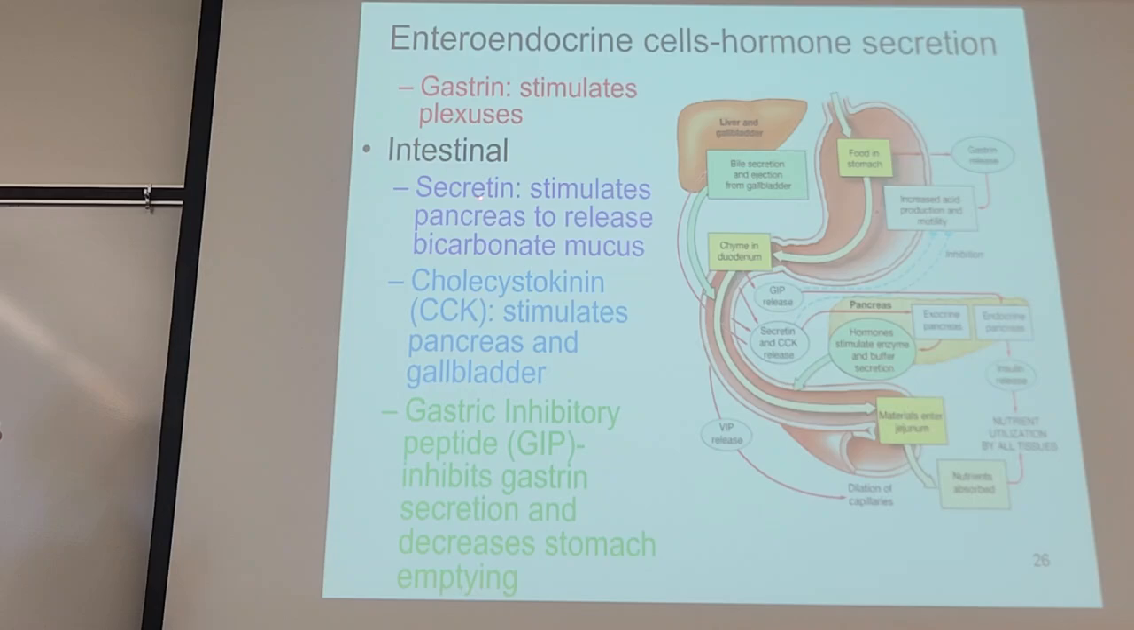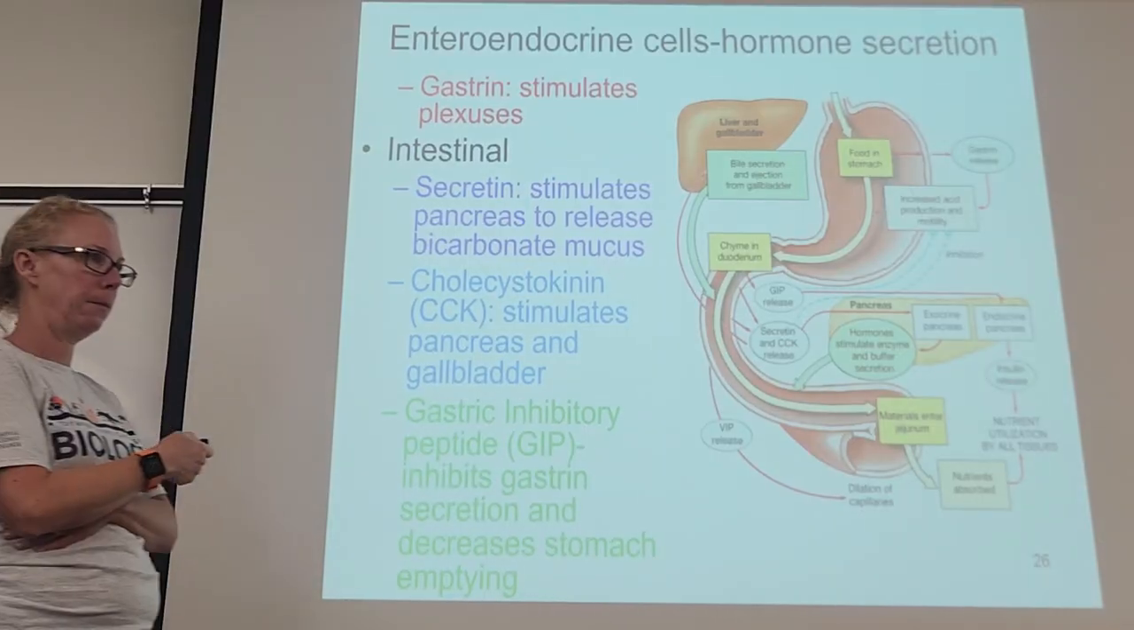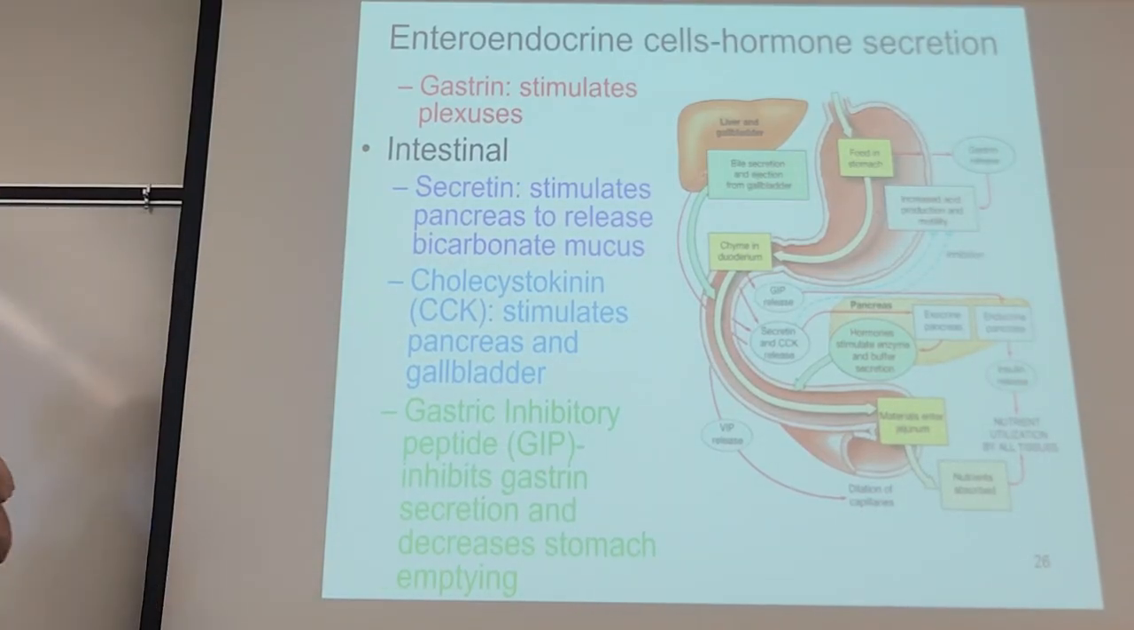Secretin is another hormone secreted by the duodenum, but it only targets the pancreas. It's going to tell the pancreas, let's secrete some mucus. We need to mellow out the acidity. So the pancreas is going to release bicarbonate mucus through the main pancreatic duct, out the major duodenal papilla, into the duodenum, to make sure that the environment isn't too acidic.